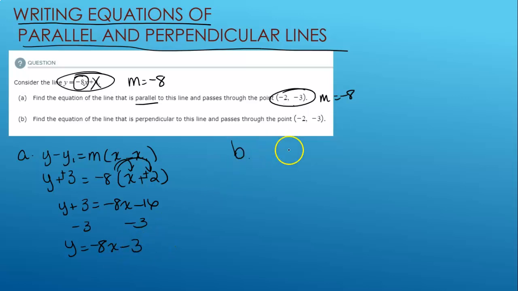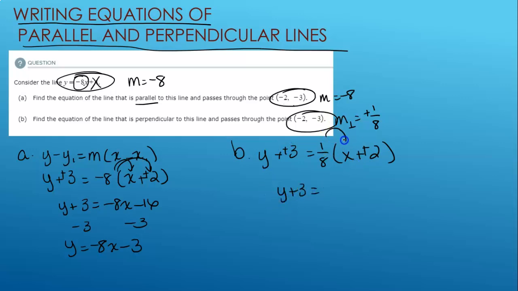Now for perpendicular, I need to switch up the slope. The perpendicular slope would be positive 1/8, and I have the same point. So it's going through the same point, but this time it has a different slope. So it's y minus -3 equals 1/8 times x minus -2. Keep, change, keep, change. Y plus 3, I'm going to distribute.